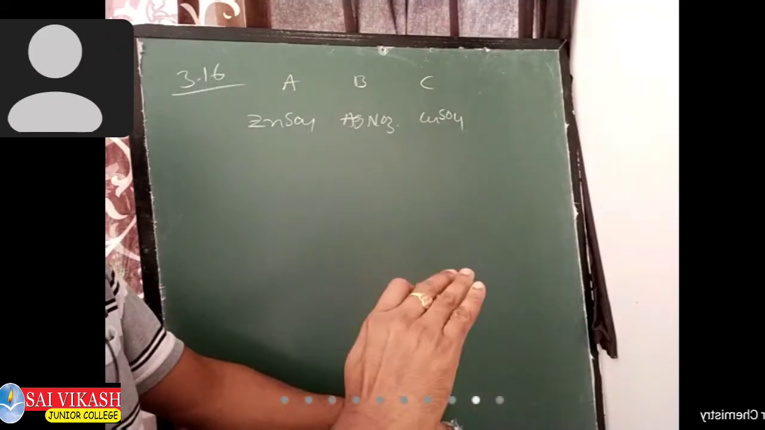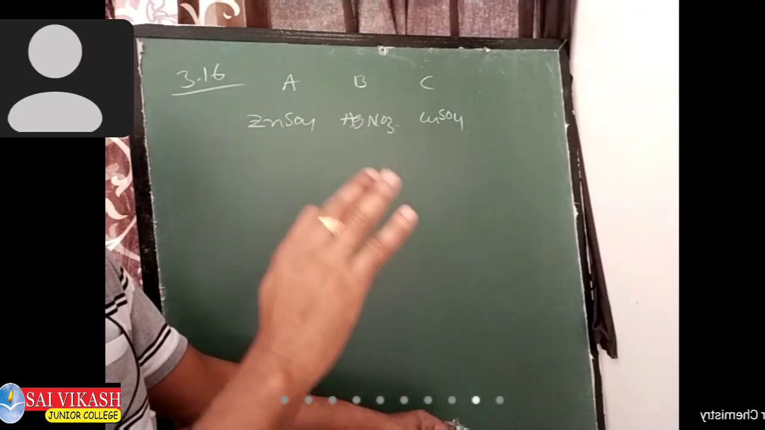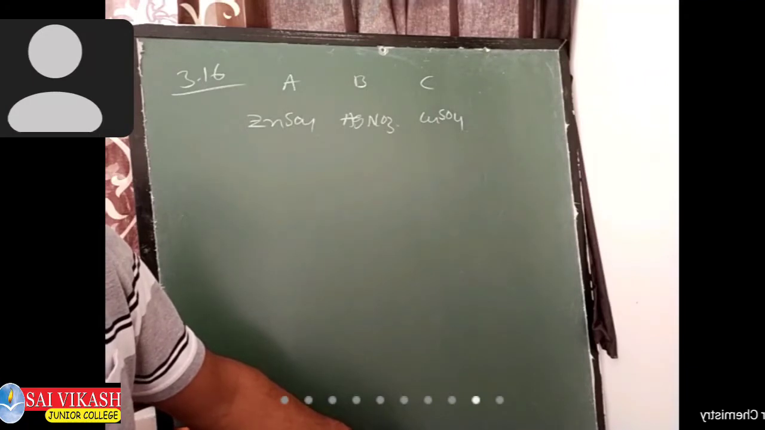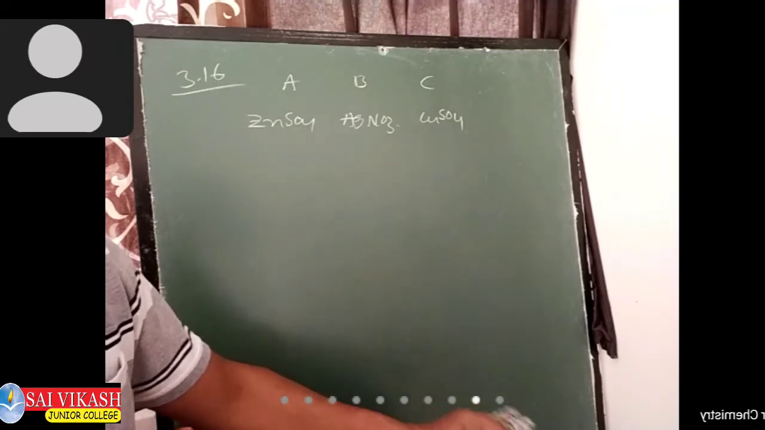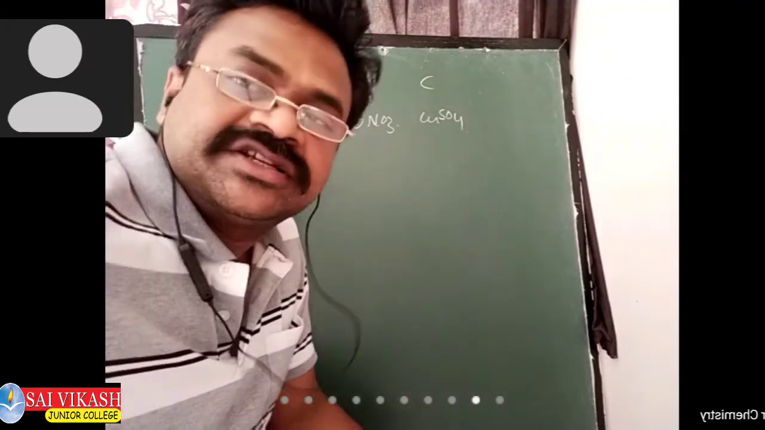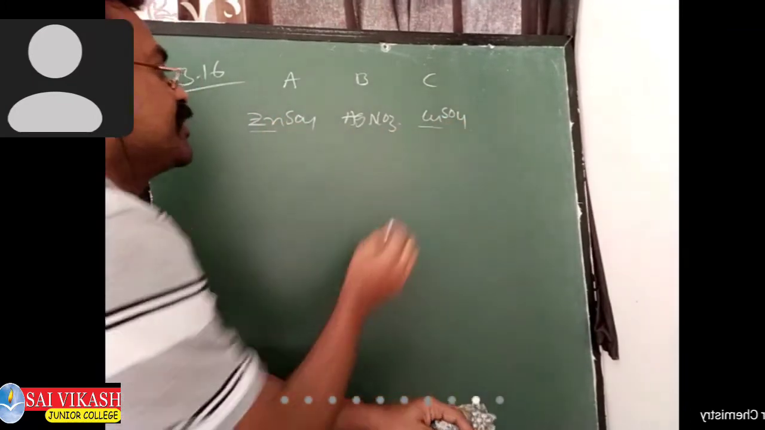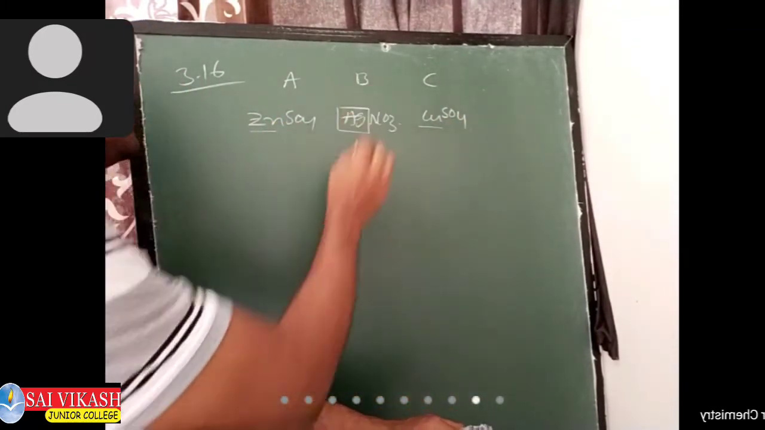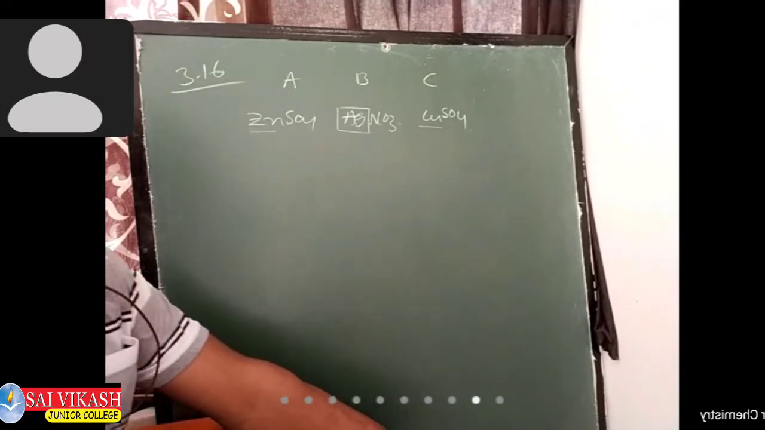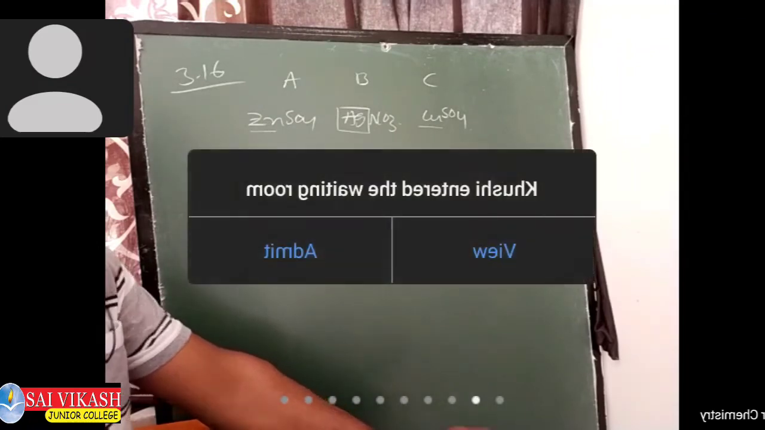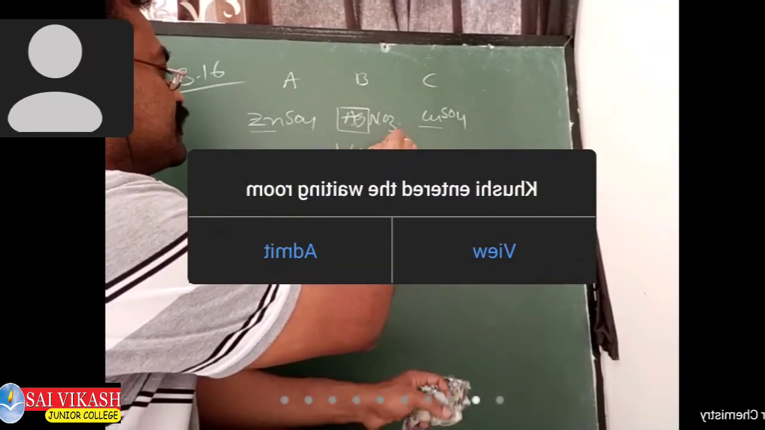A series connection means it is based on second law of Faraday. And a steady current of 1.5 ampere was passed through them until 1.45 gram of silver deposited at the cathode of cell B. How long did the current flow and what mass of copper and zinc? See, mass of the zinc and mass of copper is required and mass of silver is given 1.45. And how long did the current flow means time of the flow of current also they are asking.